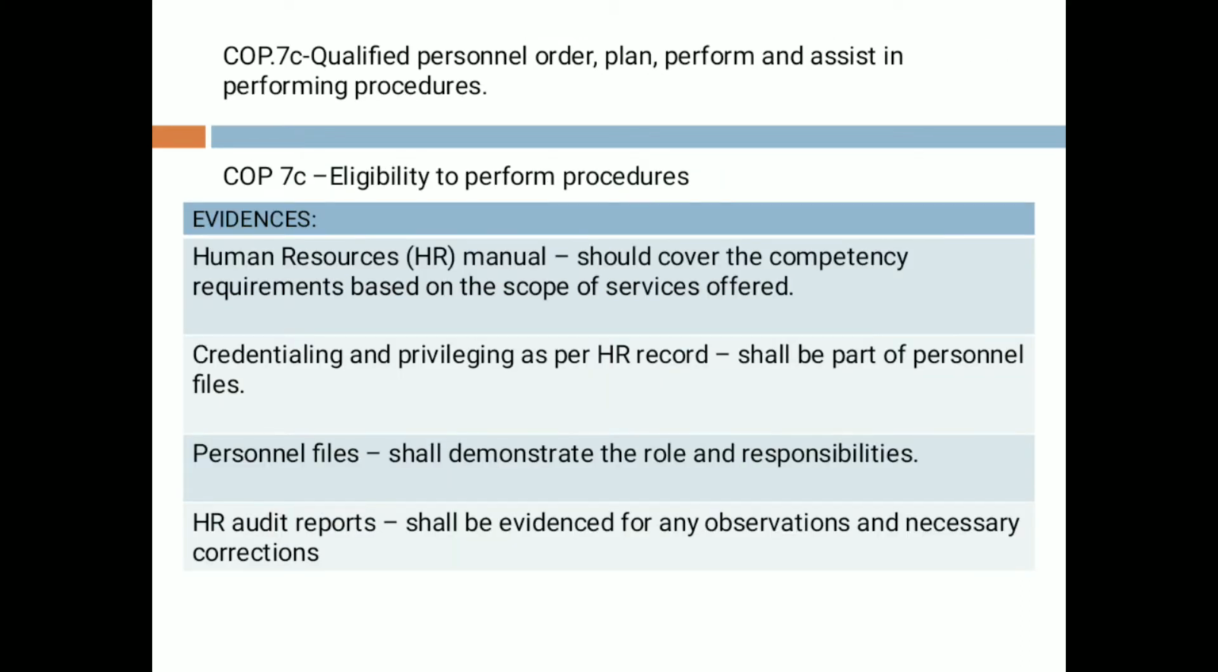Objective element COP 7C speaks about eligibility to perform procedures. Evidences: Human Resources Manual should cover the competency requirements based on the scope of services offered. Credentialing and privileging as per HR record shall be part of personnel files. Personnel files shall demonstrate the roles and responsibilities. HR audit reports shall be evidence for any observations and necessary corrections.